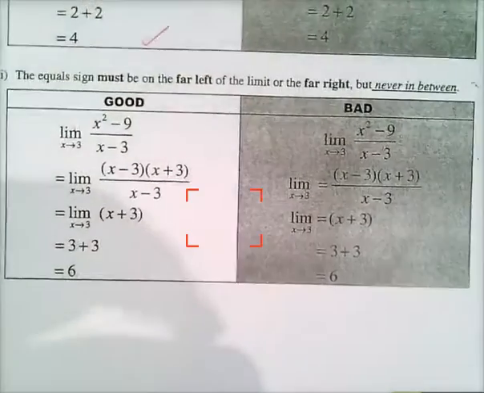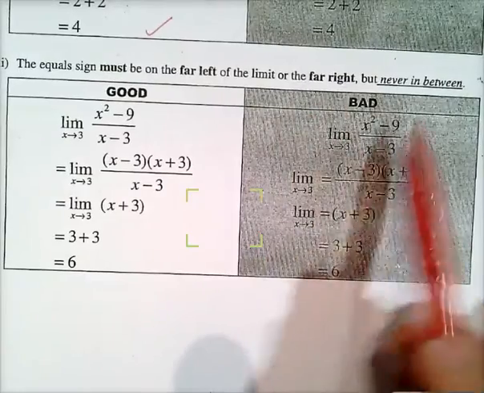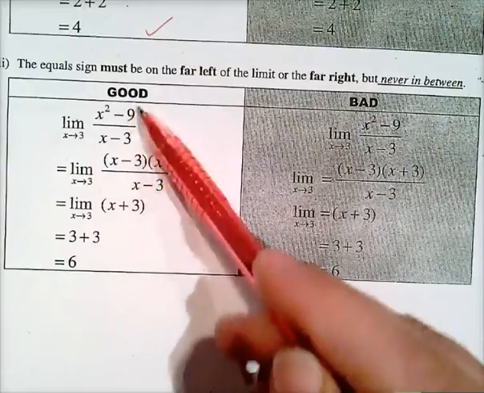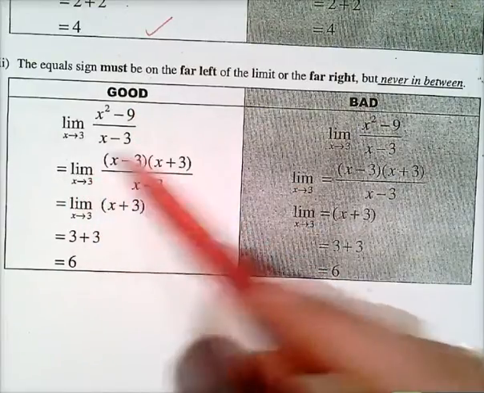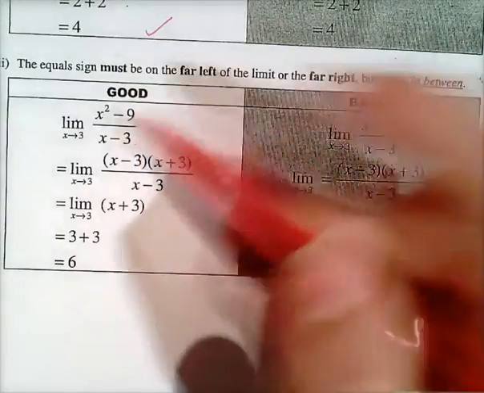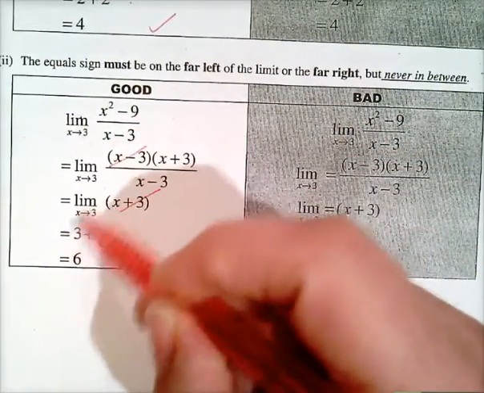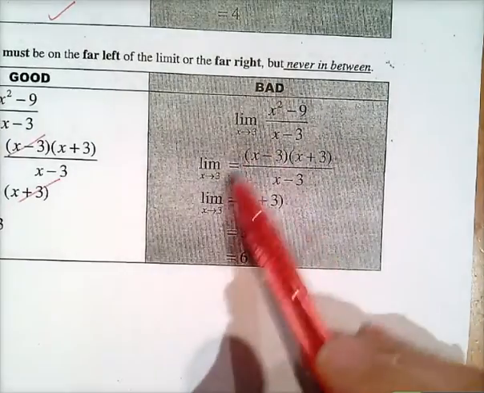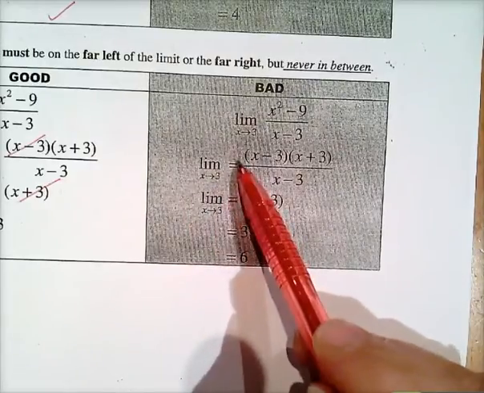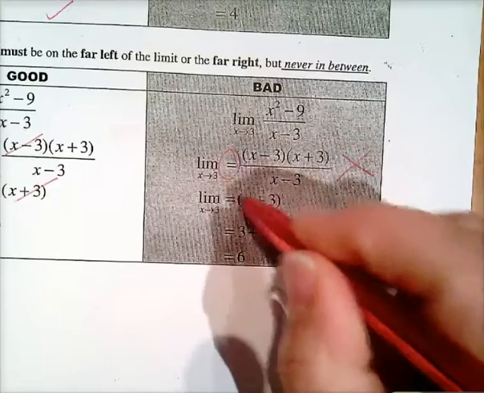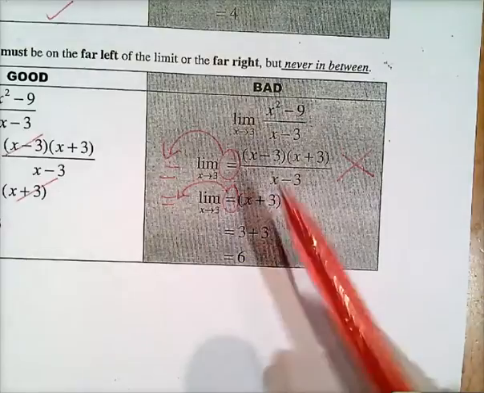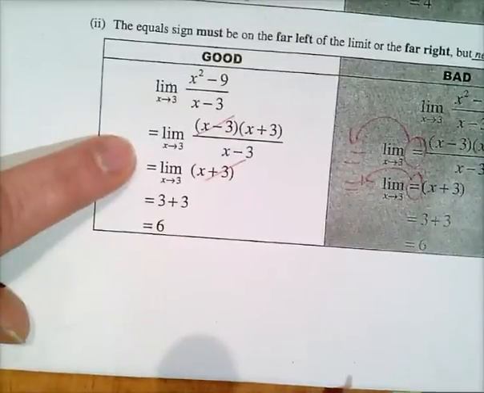And also the equal sign must be to the far left of the limit or the far right, but never in between, okay? So limit as x approaches 3 here is equal to all of this. Limit as x approaches 3, they've factorized, now they've cancelled here, okay? And now once they do the substitution, they drop the limit. But over here, for example, this is written incorrectly. Notice the limit as x approaches 3, and then they put the equal sign there. So that is incorrect. You do not put the equal sign there. It needs to go to the front here, okay? So making sure that the equal sign is at the beginning, okay?